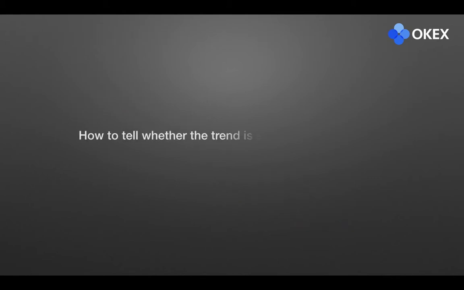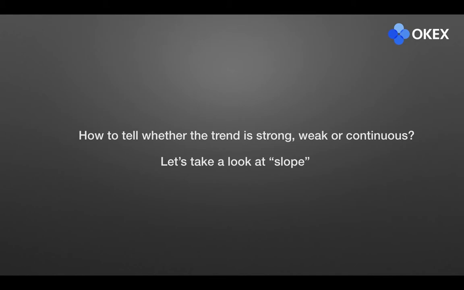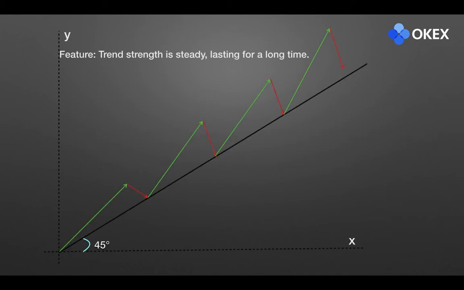How to tell whether the trend is strong, weak, or continuous? Let's take a look at slope. This shows a 45-degree upward trend line, also known as objective line. It shows the strength of the trend where prices and time are in perfect balance. Therefore, the 45-degree trend is expected to sustain.